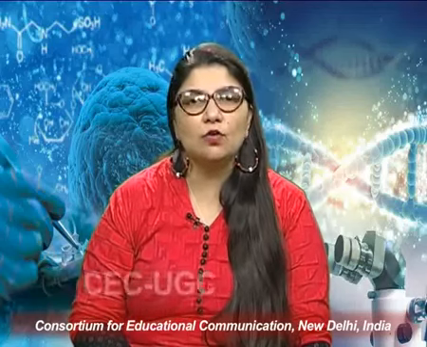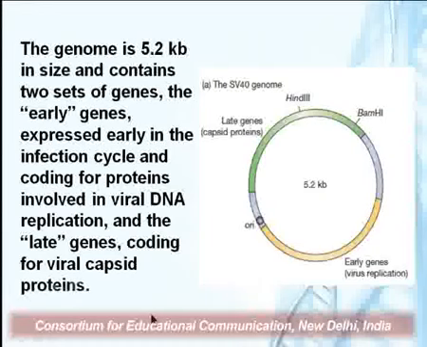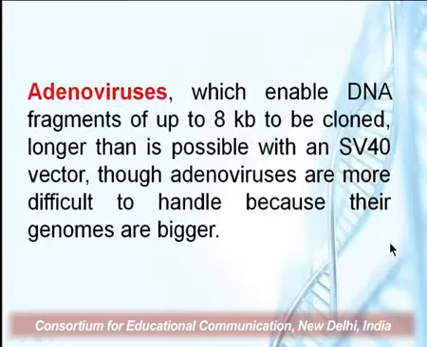So early genes are expressed early in the infection cycle and they code for the proteins involved in viral DNA replication and synthesis, and the late genes code for the viral capsid proteins. So the timing of gene expression and protein formation in this particular vector can be at different times. Whenever this is infected, only the early genes will be utilized for the production of the replication machinery, and later on the capsid proteins will be provided for the synthesized or replicated DNA to be packaged into protein heads. So this is the SV40.